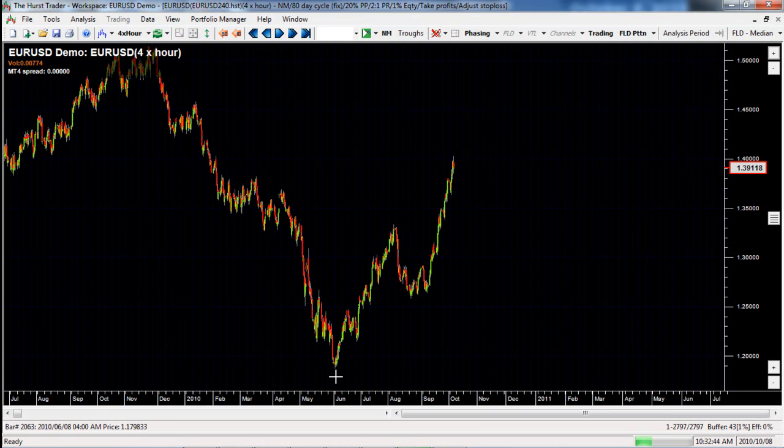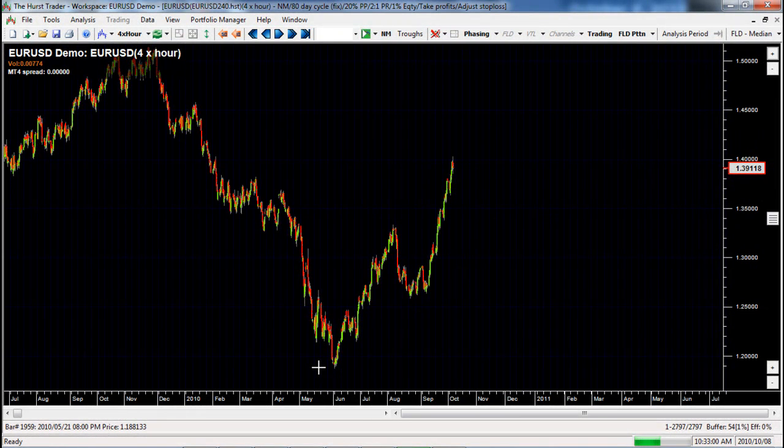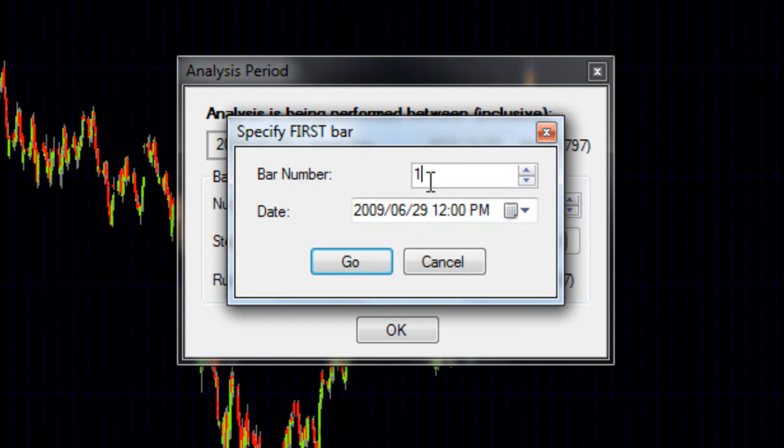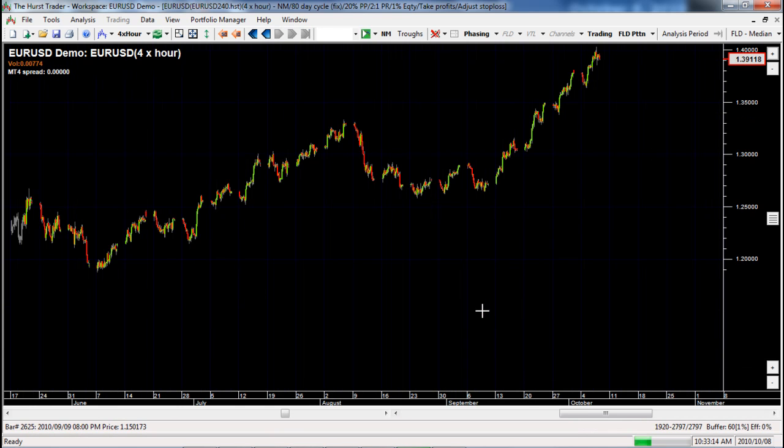So how do I change that on the chart? Very simple. I find the 7th of June on the chart. Here it is. It's this very prominent trough here, of course. And I'm going to set the start of the analysis period to a little bit before that. In this case, that's about bar number 1950. So I go to analysis period, and I change the start of the analysis period to bar 1950. There you go. You can see Sentient Trader grays out the bars that are not being analyzed. We can zoom in. There is the period that we are going to be analyzing.